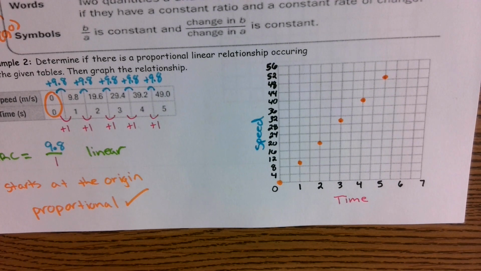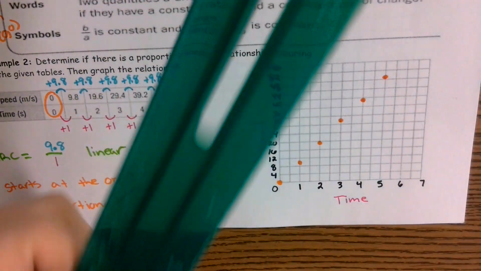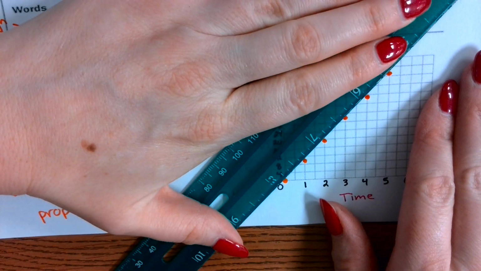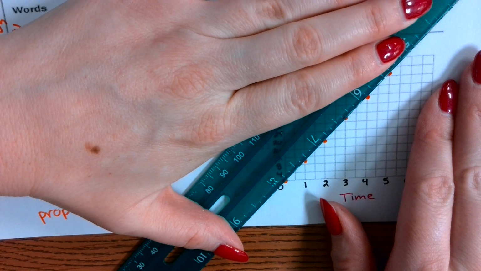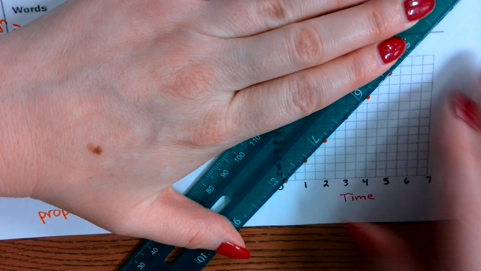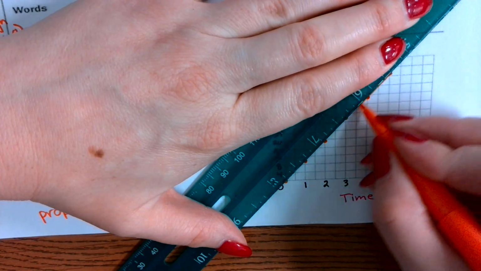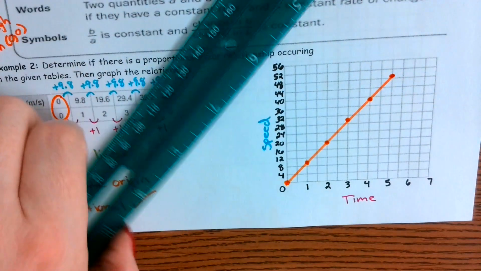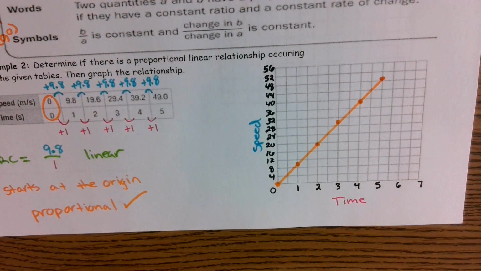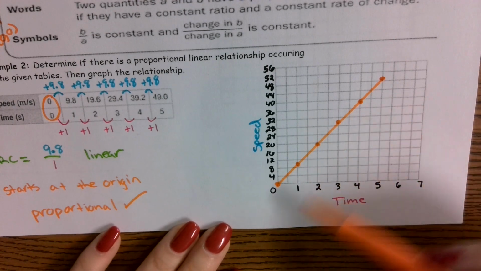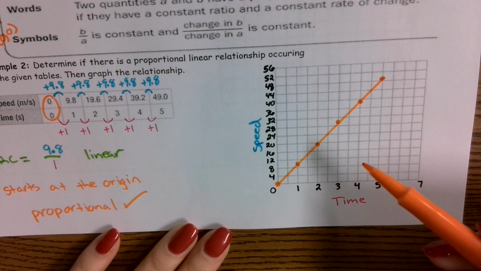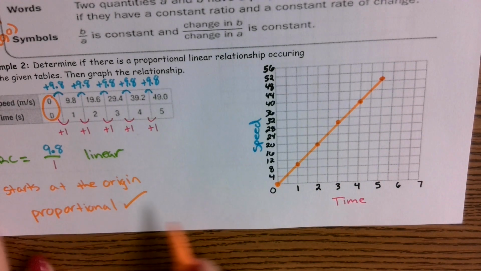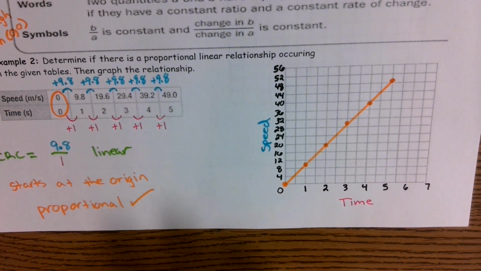And there's my graph. I'm going to go ahead and, as always, use a straight line. If you've got a ruler, use a ruler. If you don't have a ruler, use a notebook or an index card, something with a straight edge to graph the points. It's linear, so it's a straight line. It starts at the origin, so it makes it proportional because it's straight and starts at the origin.